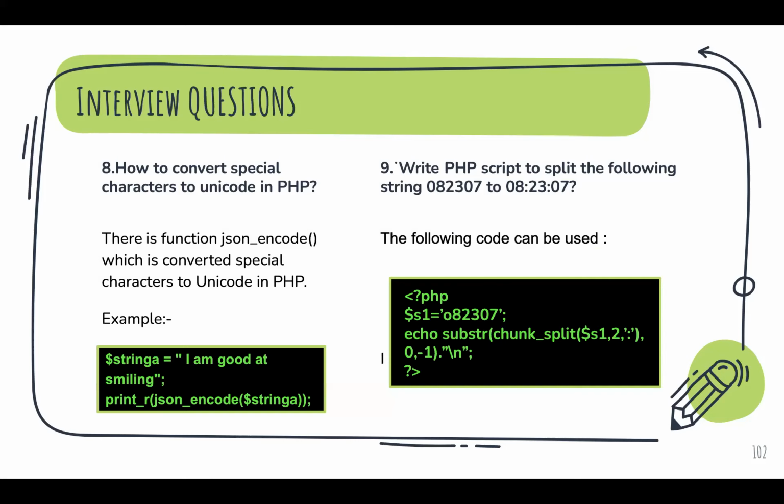Here's a coding question that is used in interviews. Suppose we are given a string 082307 and we are asked to put colons in the form of date syntax. We can easily use the chunk_split function, which allows us to split the given string in intervals of 2 and insert a colon in between.